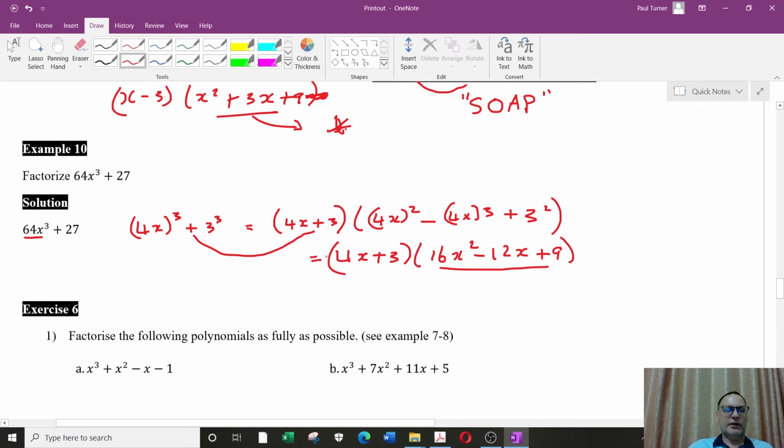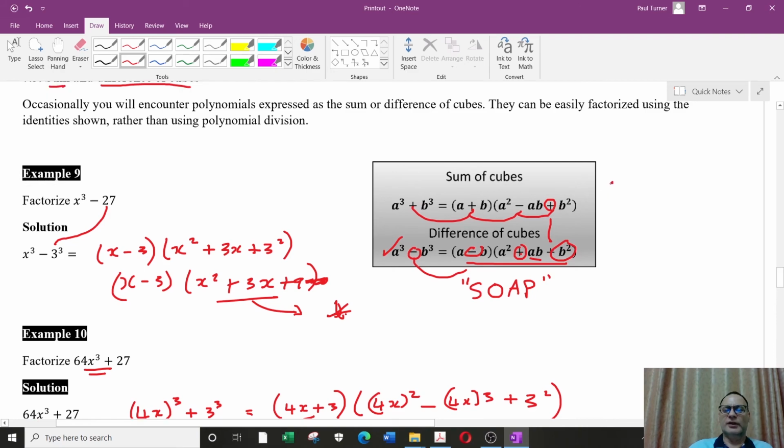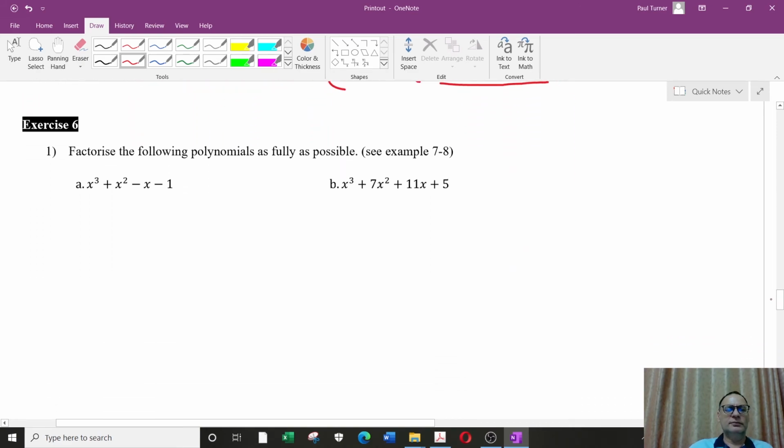So if you see any question that is like you saw last year, difference or sum of cubes, just use this method. Don't bother to try and divide it. Not necessary. We can use these two rules here. Okay, here's some questions for you to do. Just refer back to the examples I've just gone through.